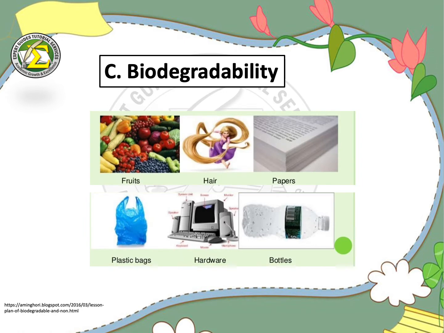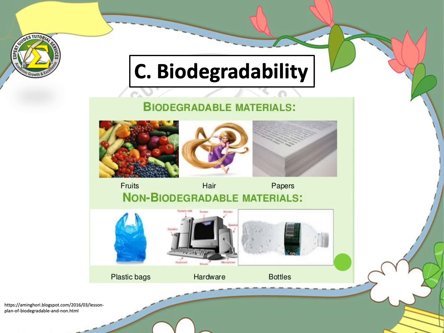Let's have another exercise. We have fruits, hair, and papers on the top column. At the bottom, we have plastic bags, hardware, and bottles. Which of the two rows do you think is composed of biodegradable materials? Which is made up of non-biodegradable materials? Correct. The row at the top is made up of biodegradable materials, while the bottom row is made up of non-biodegradable materials.